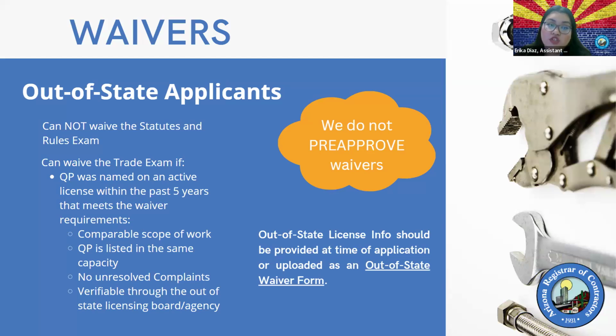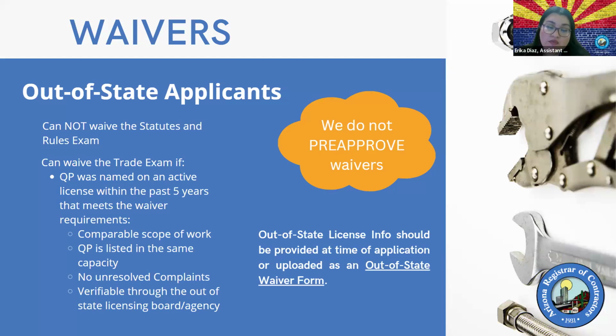Now for the trades exam, we look at several different things to determine what we are looking for to possibly waive the exam. We're looking at similarities like the qualifying party. Was the qualifying party the one that has been on the license or active within the last 5 years of the license itself? That is one of the criteria. Also, we look at that license specifically, the scope of work, the license history. So if there's any unresolved complaints, any type of issues that would prevent that person being licensed again in that state.